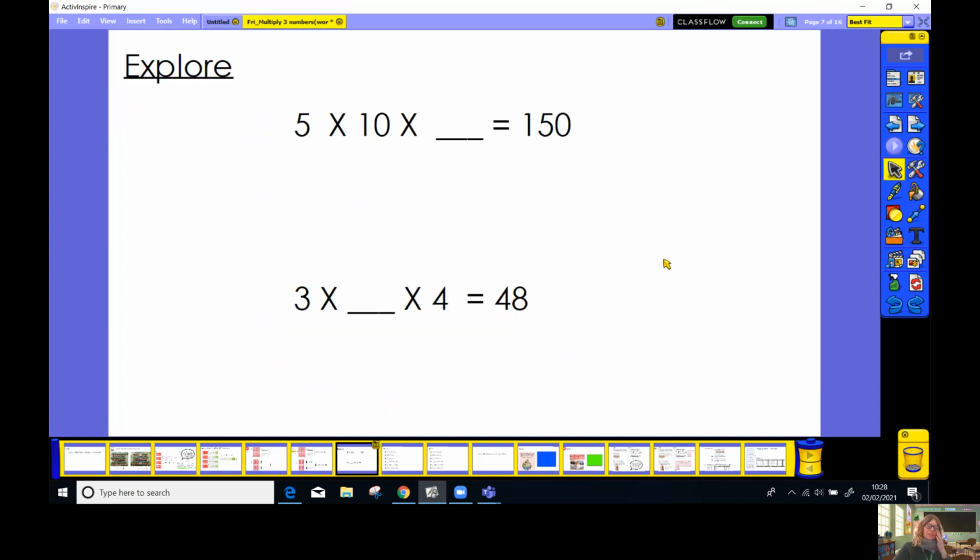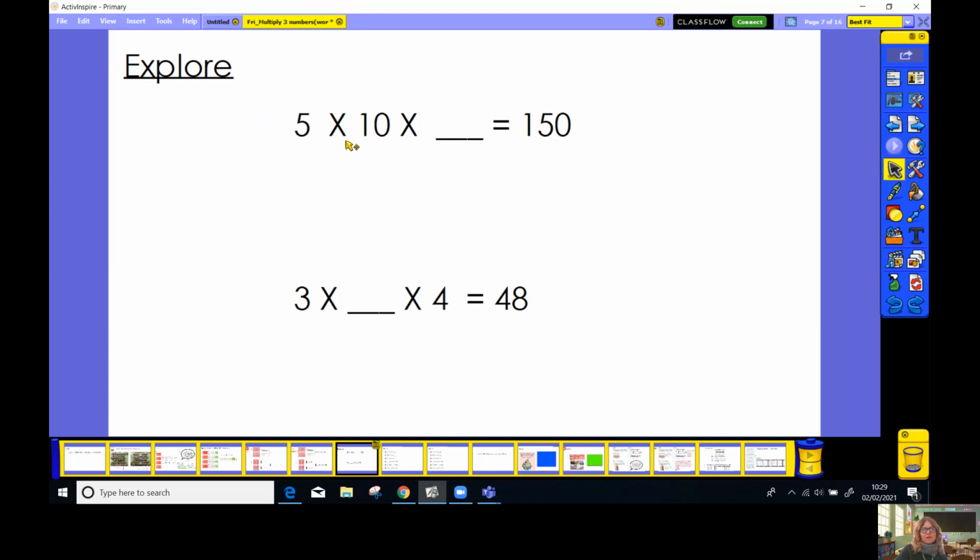Now, yesterday we looked at some missing number problems as well. So let's just remind ourselves of these kind of questions. Here we have 2 factors, but one of the factors is missing, and we know the product. So we have to use these 2 factors here to work out what this missing factor would be. So first of all, let's do this one. And then I'm going to ask you to do this one independently.